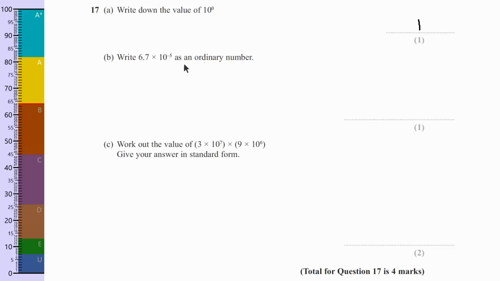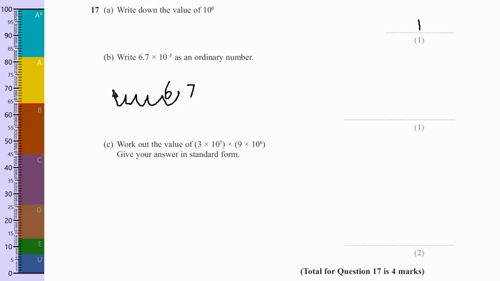Now it says write this number as an ordinary number, so we're going to write this out, 6.7. Now this is in standard form, and to convert this to an ordinary number, some teachers don't like doing this, but if you move the decimal point in that direction for that many jumps, it will get you it as an ordinary number. So it's a -5, so if it was a positive we would jump the decimal point this way, but it's negative, so we're going to jump it to the left. So 1 jump, 2 jumps, 3 jumps, 4 jumps, and 5 jumps. So the decimal point is going to end up here.